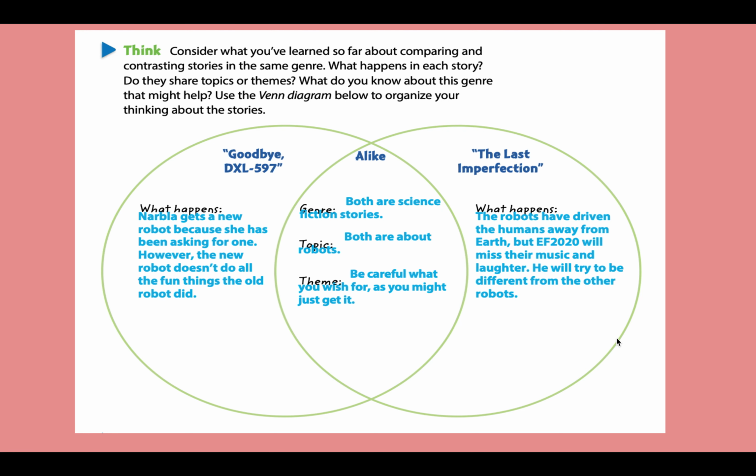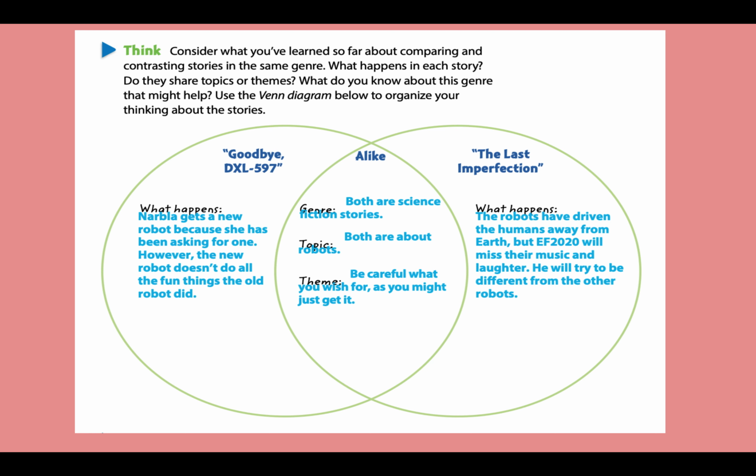Consider what you've learned so far about comparing and contrasting stories in the same genre. What happens in each story? Do they share topics or themes? What do you know about this genre that might help? Use the Venn diagram below to organize your thinking about the stories.